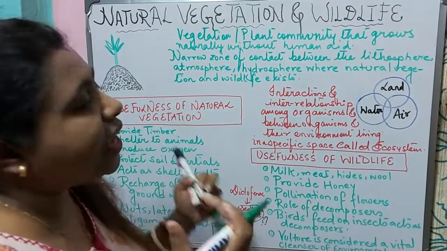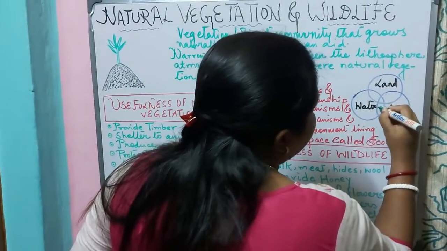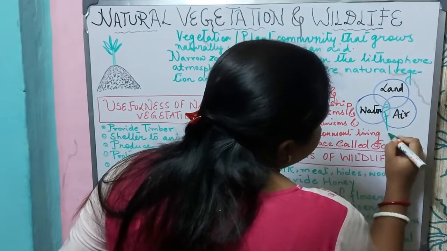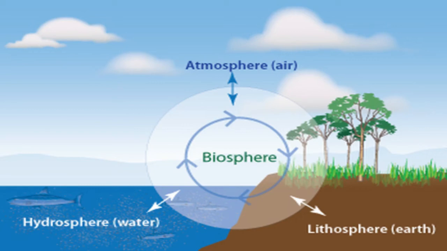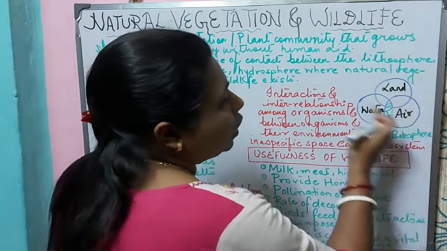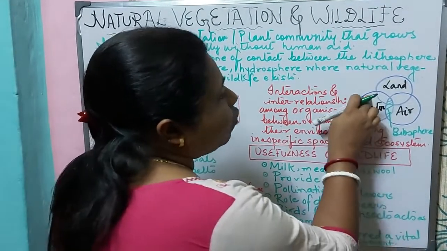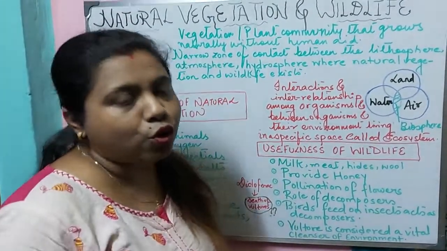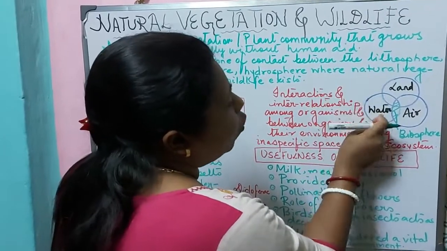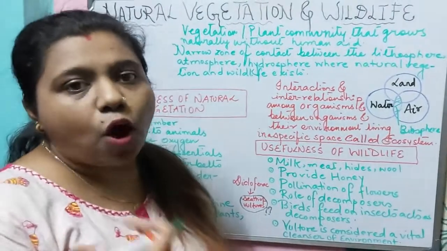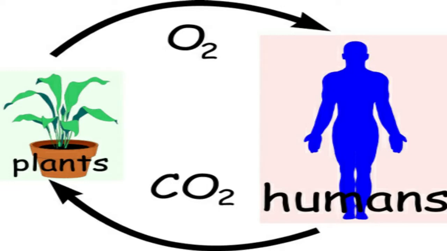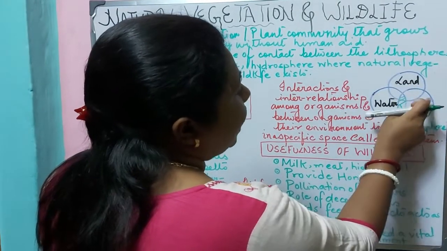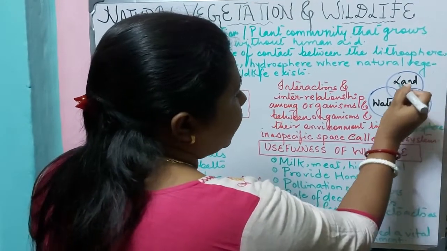Now, where will we find natural vegetation? We will find natural vegetation in this narrow zone. This narrow zone is referred to as the biosphere. This is the zone where the land, that is the lithosphere, the water, that is the hydrosphere, and the air, that is the atmosphere, meet, where life can exist. You cannot live only on land if there is no water and no air. You cannot live on water if you do not have air, and you need land to grow crops, right? You also need air so that you can breathe and take oxygen, and plants also need air so that they can take in carbon dioxide. So a living organism can live in those areas where we get land, water and air.